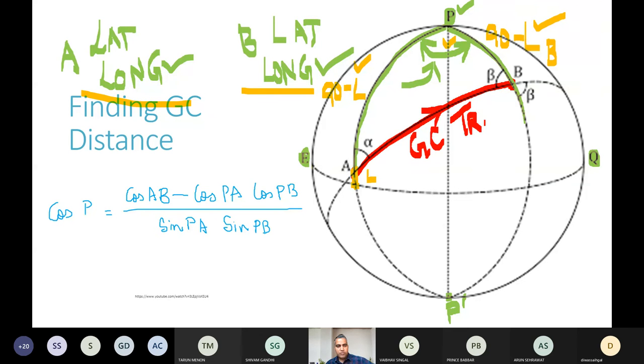So you see here in this formula, we have angle P known, PA is known, PB is known. Only unknown here is AB. So you just put these values here and you can calculate side AB of the triangle. AB is our great circle track between A and B. So once you calculate this AB, great circle distance is known to us.